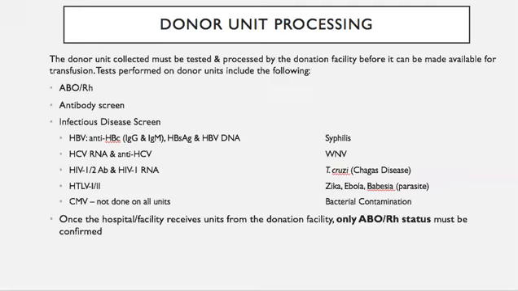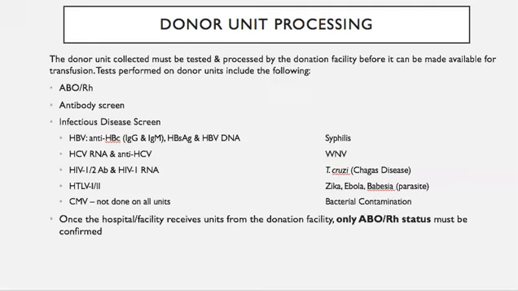CMV is not done on all units, it's only a portion, and those that are negative for CMV are set aside for transfusion to immunocompromised adults or premature infants. And then also testing for bacterial contamination in apheresis platelets and platelet components. They are stored at room temperature, so that's going to provide a better environment for bacteria to grow. So we have to test for bacterial contamination.